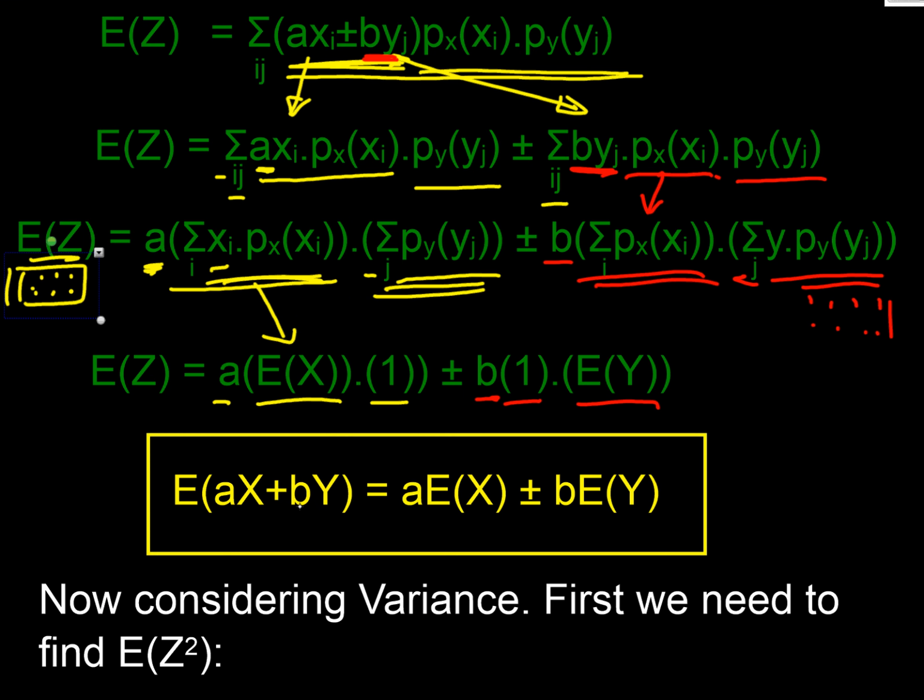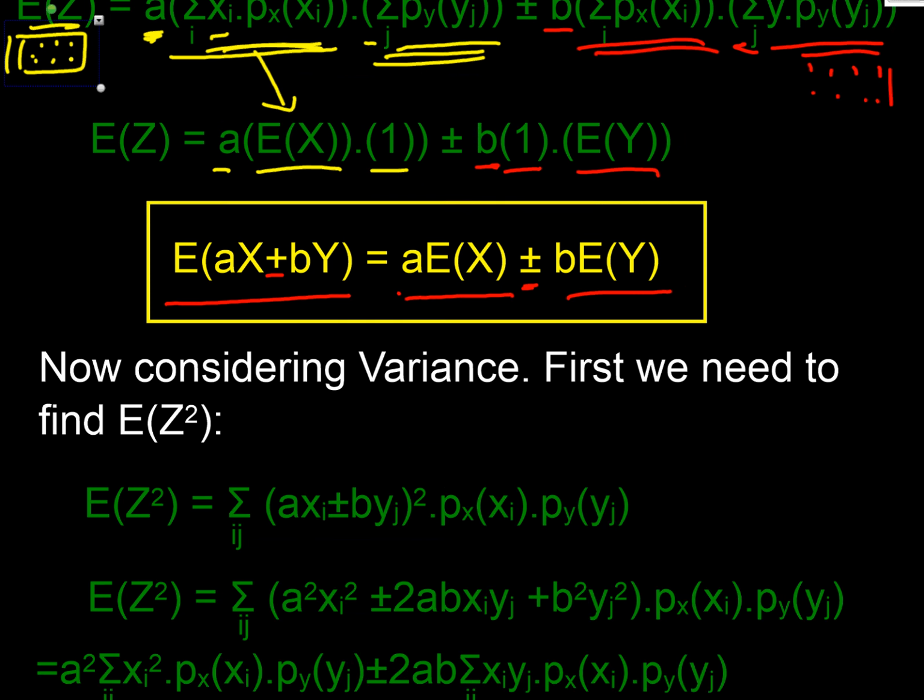So therefore the expected value of ax plus or minus by, that should be plus or minus, shouldn't it? Apologies. It is going to be equal to a times the expected value of x, plus or minus b times the expected value of y. Now that makes sense, because that's just an extension of what we saw in the other videos, where we did it with no a and b.